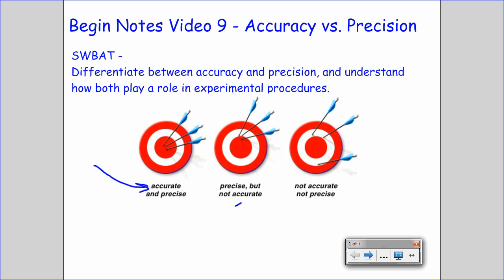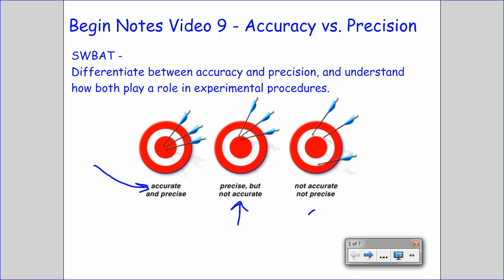This second example is the example of a very precise measurement or precise individual, but they're not very accurate, meaning they're always just getting slightly off of the main target. Okay, so the tool that they're using is precise, but they're not always hitting the target that they're after.